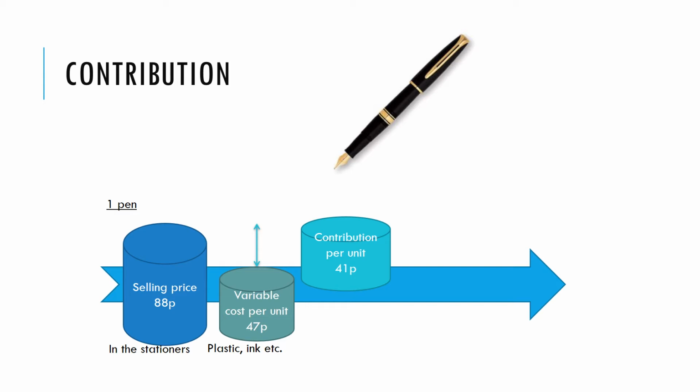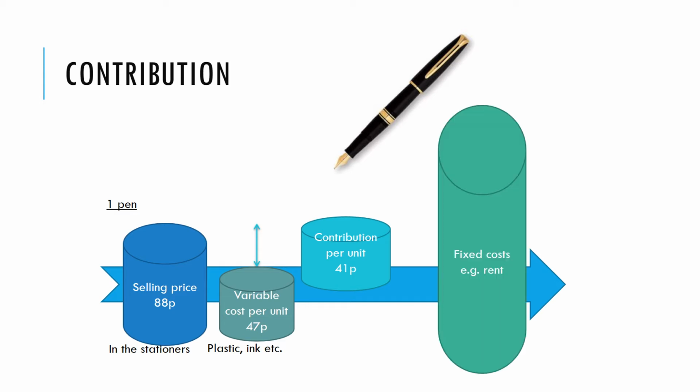And what does that money generated contribute towards? Well, that money, that contribution, would start to go towards covering the rest of the costs, not the variable costs that have been included within the pen, but the rest of the costs of the business, i.e. the fixed costs. And once we've built up enough little contributions from each of the units that we've sold, eventually if the contributions cover all the fixed costs, then whatever is left over would be our profit.